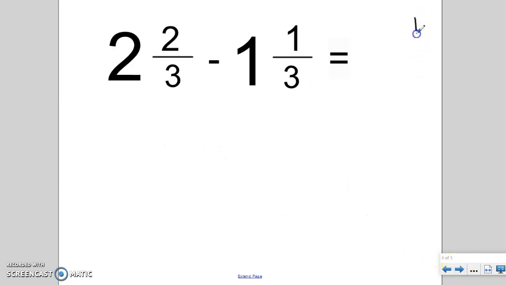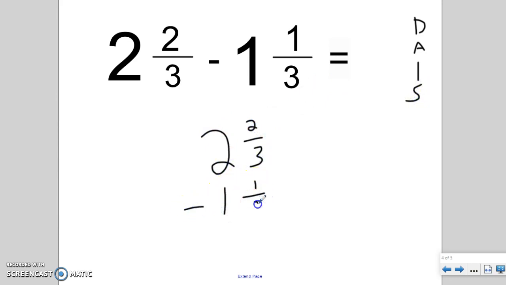Now let's look at what subtraction might look like. So we're going to bust out that DAIS checklist again. I'm going to go ahead and quickly rewrite these. Don't forget my subtraction sign, that's so important. And I'm going to just separate my whole number from my fraction part. And I'm going to go ahead and go through this.